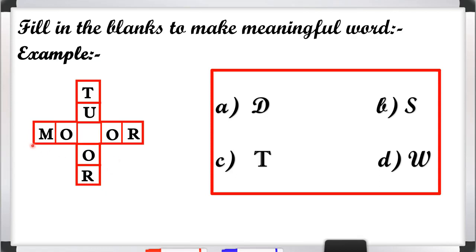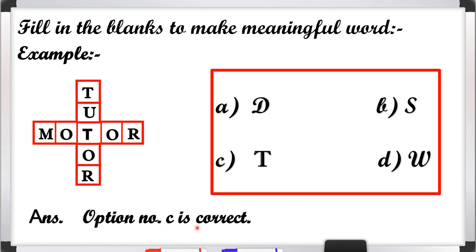And the second one is MOTOR, motor. Motor is also a meaningful word. So beta, we have to fill here T, okay, because by putting this T here we will get two meaningful words, tutor and motor. Now we will write its answer. Option number C is correct. Understood beta? Like this you have to fill the blank.